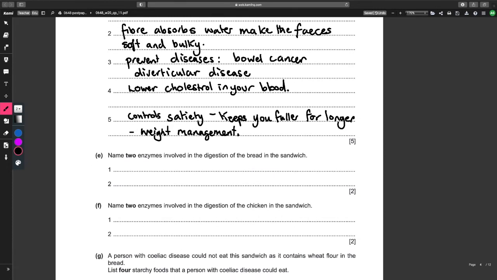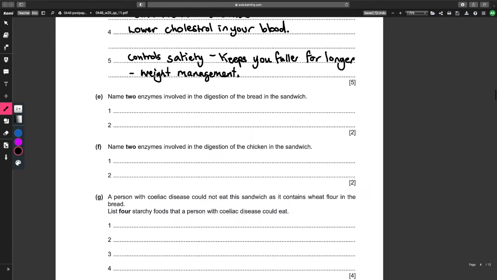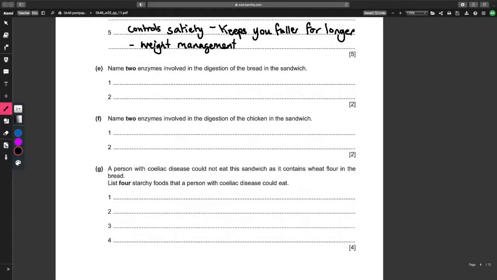Right, so now we're going to talk about digestion of the sandwich. What's going to happen to it in our bodies? Name two enzymes involved in the digestion of the bread in the sandwich. Well, bread is a carbohydrate, so I can begin by saying that it's going to be digested in my mouth, and that would be salivary amylase. The second part, as it continues through, I can include in the intestinal juice. The enzyme that would occur in there would be maltase.